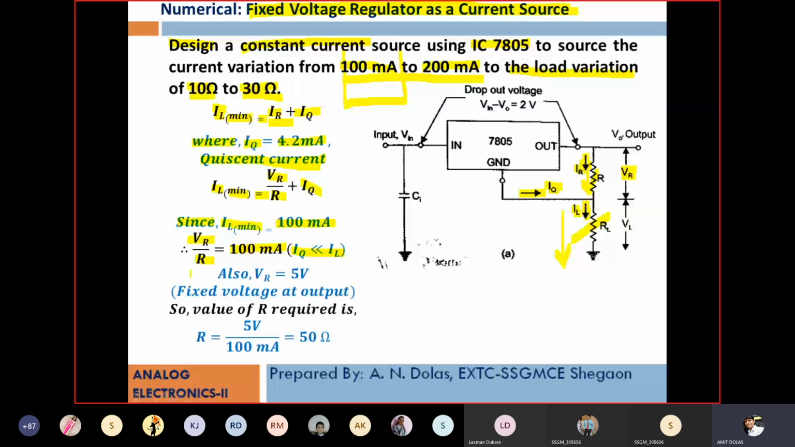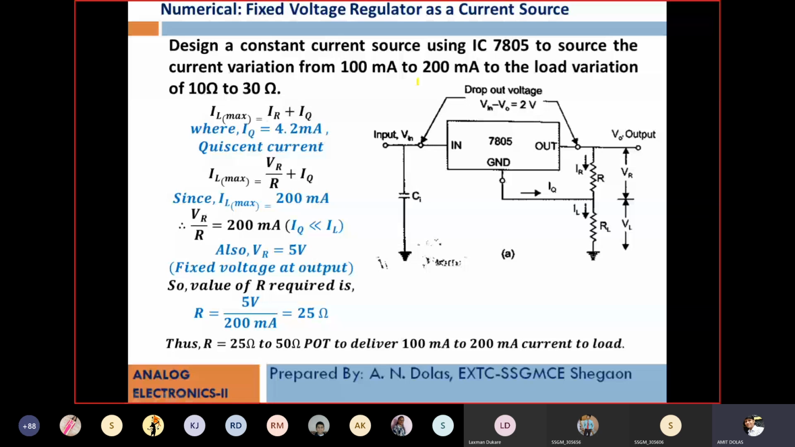So the value of R can be calculated by R equal to VR, that is 5 volt, divided by IL min, that is 100 milliampere. Therefore, the value of R will be 50 ohm. Moving to the next solution, because we have calculated it for the minimum value of load current, that is for 100 milliampere, and it is found that the resistance R value is 50 ohm.